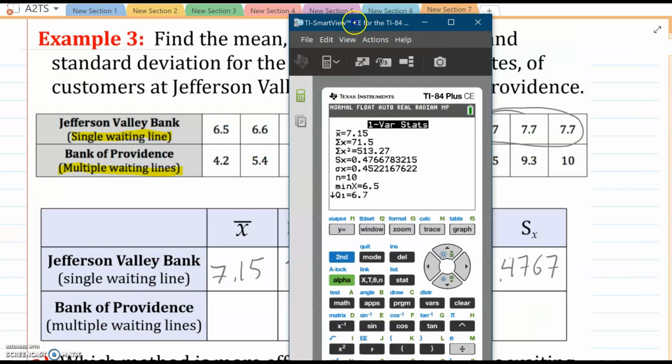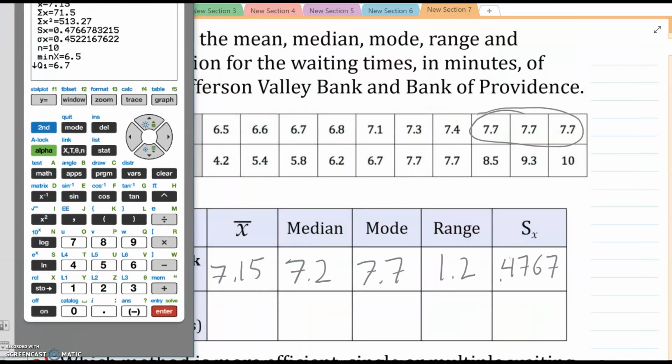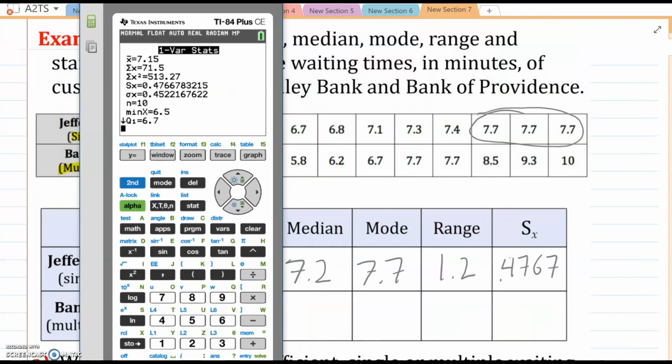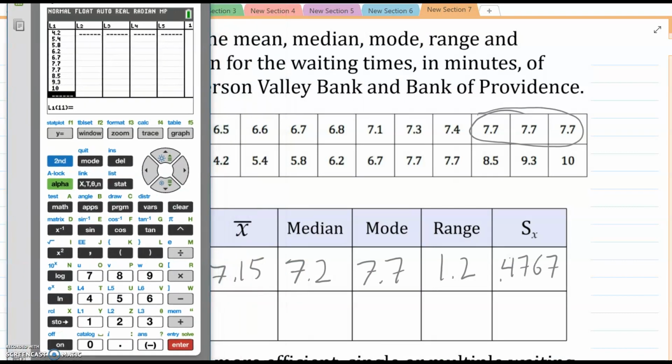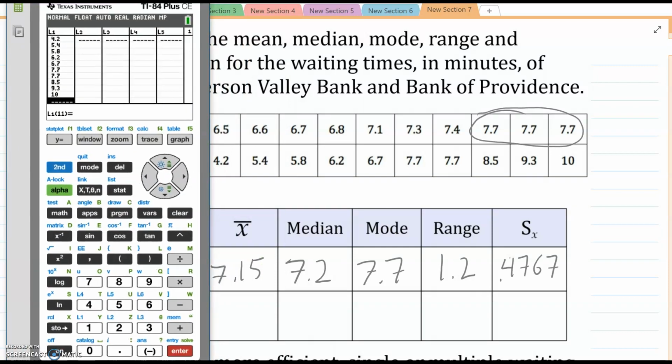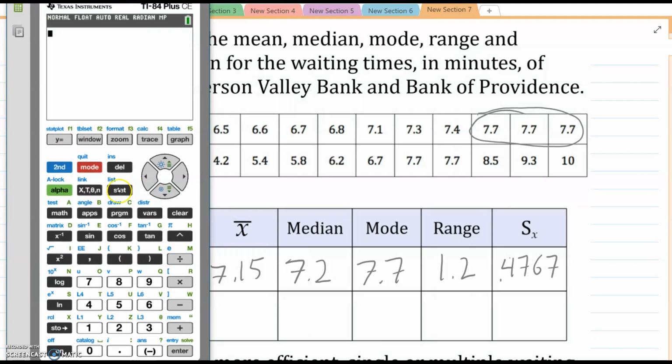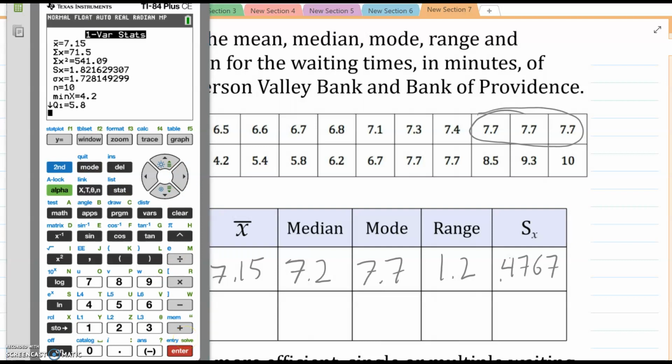Okay, now we're going to do the same data analysis, except this time we're going to be comparing that to the Bank of Providence. So let's take a second and see what we can do about entering that stuff. And here we go again. Next, I've now got my data all entered and I'm ready to do my calculations. So I go second quit, stat, calculate, one variable stats, and it says, hey, look at those numbers.